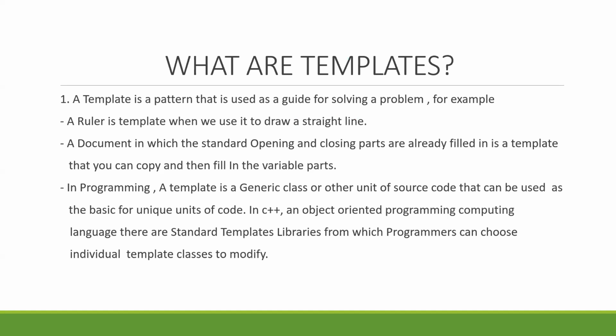For example, in real life, a ruler is a template. If you want to draw a straight line freehand, that will not be accurate. If you use the help of a ruler or scale, that straight line will be very accurate. So a ruler is very helpful in order to draw the straight line. A ruler is nothing but a kind of template that helps you to draw the straight line.